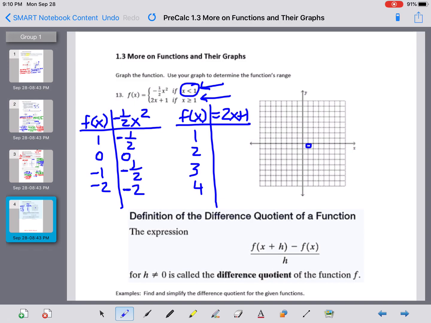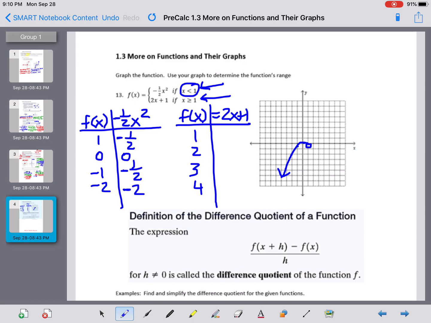Okay. Then I go to 0, 0, negative 1 and negative 1/2, negative 2 and negative 2, okay? And it looks like this graph is going to keep going this direction. It looks like a partial upside down parabola. Looks like it's going to keep going. And it is an x squared, so it should be a parabola.